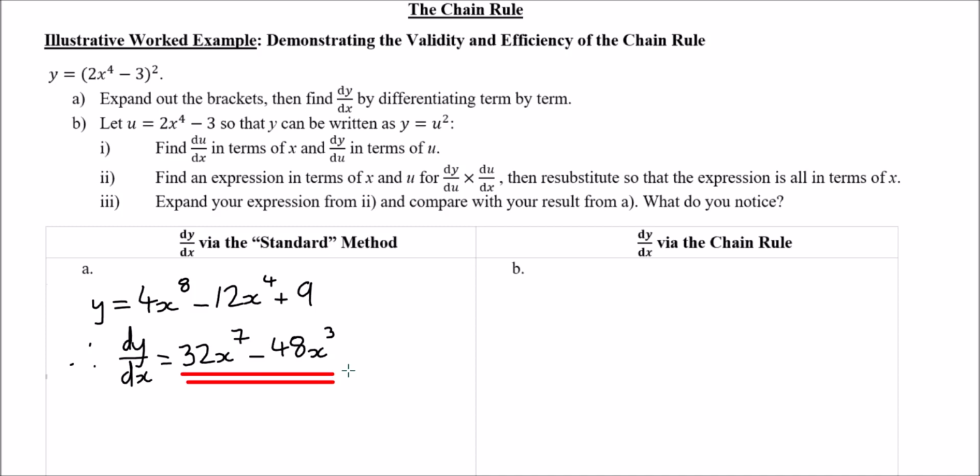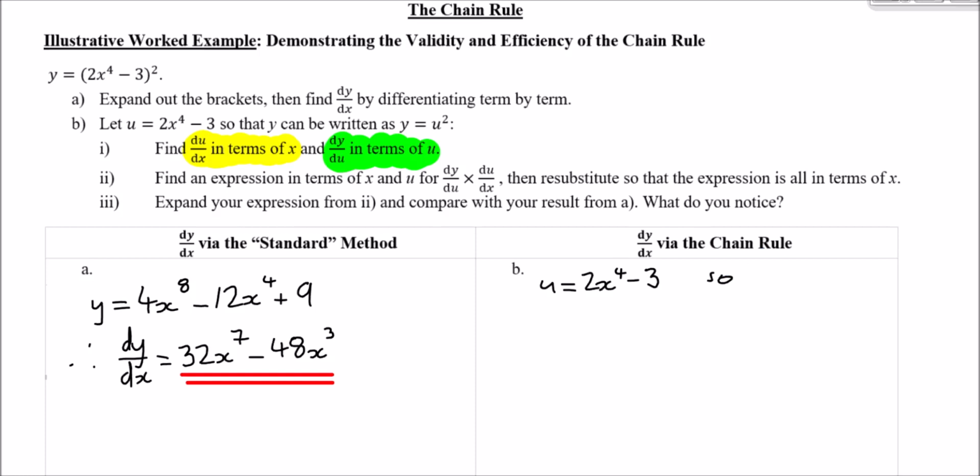Now for part B, we're going to use this chain rule. So let u equal 2x to the power 4 minus 3. So that y equals u squared. Because obviously y is this thing here squared, and we're calling this u. So y is u squared.